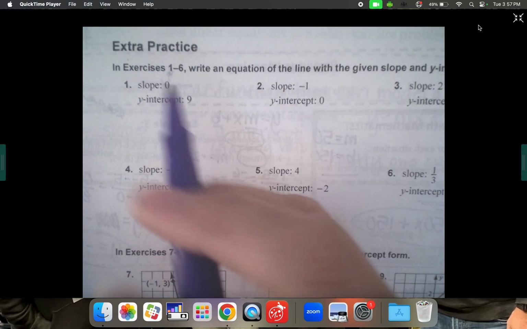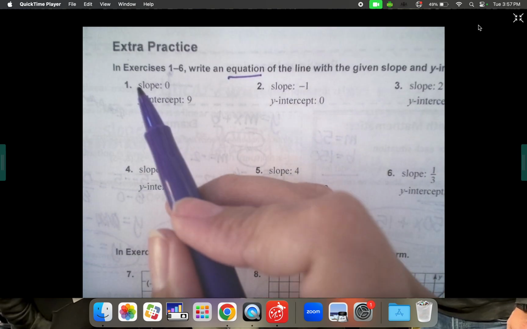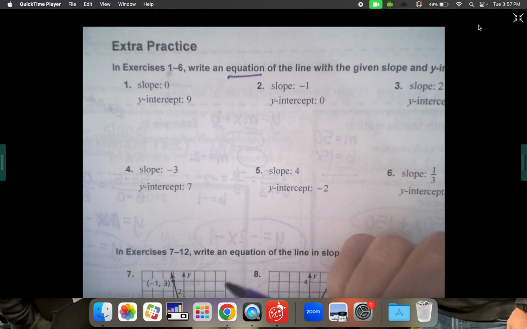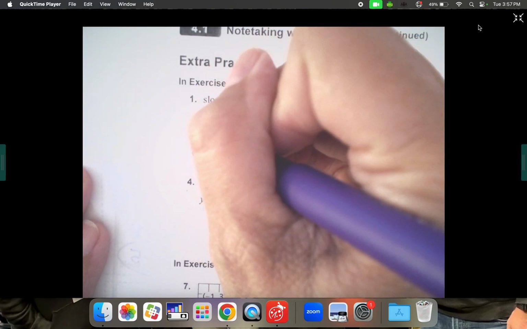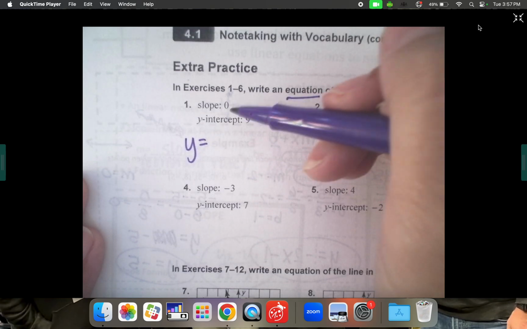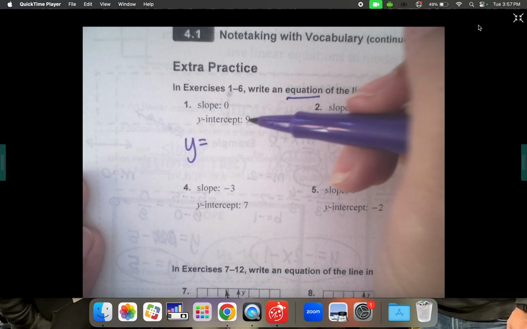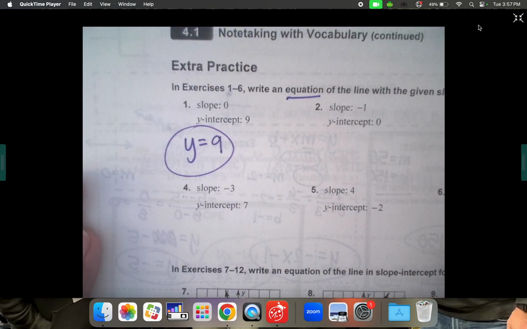So, in exercises 1 through 6, write a whole equation of a line with the given slope and the given y-intercept. This should not be hard because there's no math. There's nothing for you to work out. All you're writing is y equals mx plus b. Y equals m. M is your slope. So that'd be 0. 0x you don't need to write, but you do need to write your b. So this one would just be y equals 9.